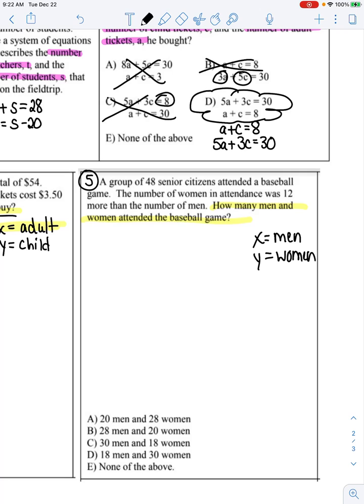Next, let's find and write our system. A group of 48 senior citizens attended a baseball game. The number of women was 12 more than the number of men. So first, I think they give us a total. Men and women, because it says a group of 48, that's my total number of men and women. But then it says the number of women in attendance, y, was 12 more than the number of men. So y equals men plus 12, or x plus 12.